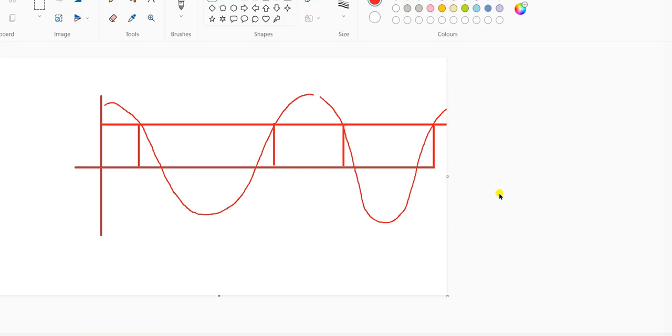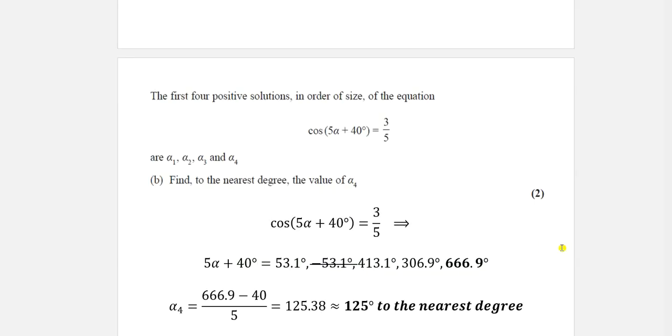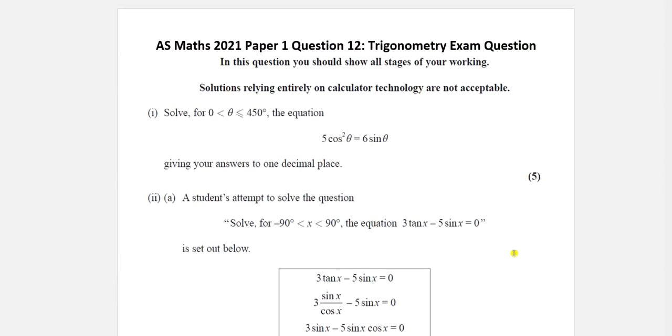I wouldn't recommend trying to sketch a cos of 5 alpha minus 40 or whatever the graph was, or 5 alpha plus 40, because it's going to take you too long to think through the order of those transformations. The order matters there because you're translating and stretching both in the x direction. So things can get rather complicated. But what you can do for this 2 marker, just to make sure you're on the right lines, is convince yourself that these numbers are sensible values for your first 4 positive solutions. And that's it. That is your 9-mark trig question.